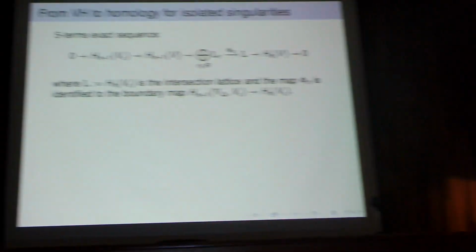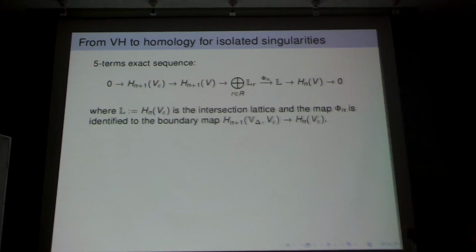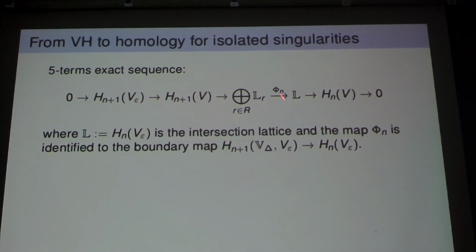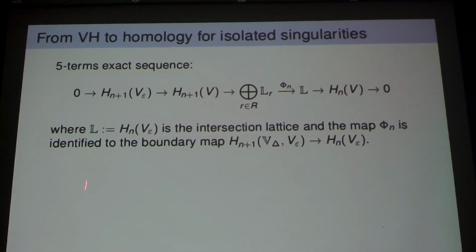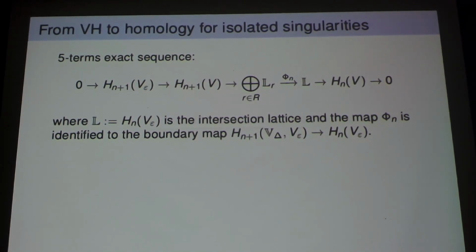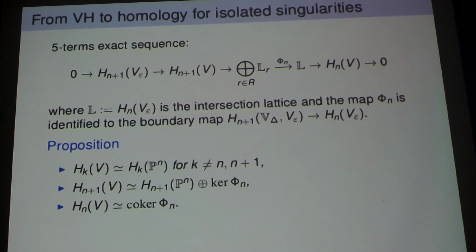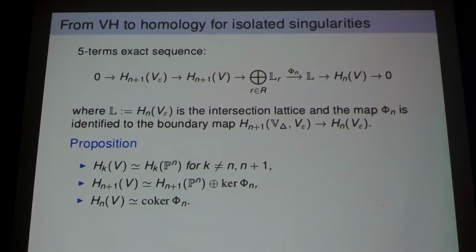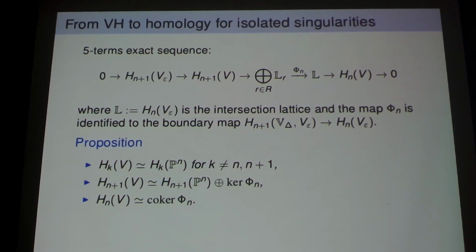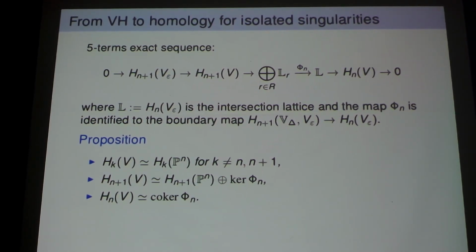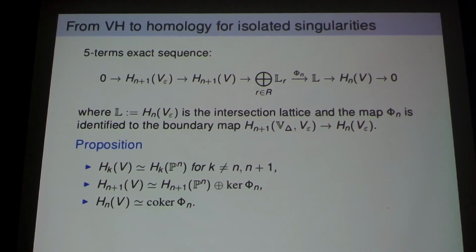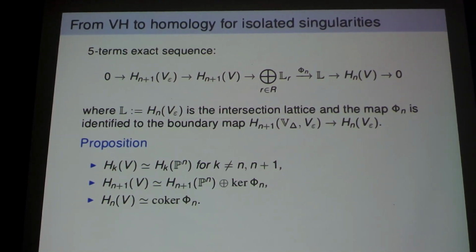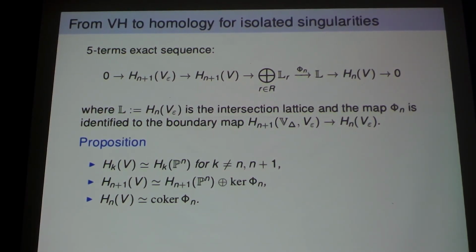If you look at this exact sequence of the pair, phi, epsilon, phi, I filled in the places over here. So this is a relative group. This is the homology of the smooth hypersurface. So we have this sequence. And in the next step, you have this proposition that the homology groups of phi for the isolated singularity case and P n are the same except in two dimensions, and in the two remaining dimensions the kernel and the cokernel of this phi play an important role. And this statement looks exactly like the statement of Dimca, only the map phi n is slightly different. So we don't claim this as being completely new, since it's clear what we mean.